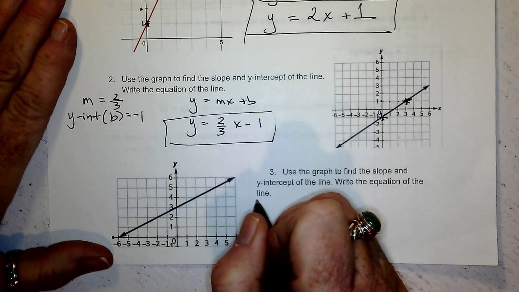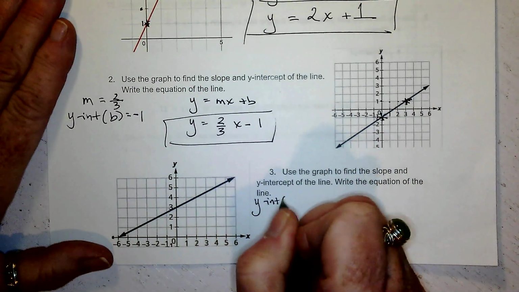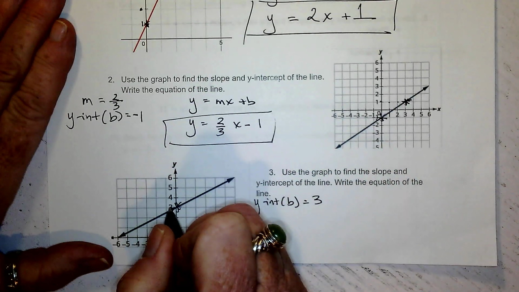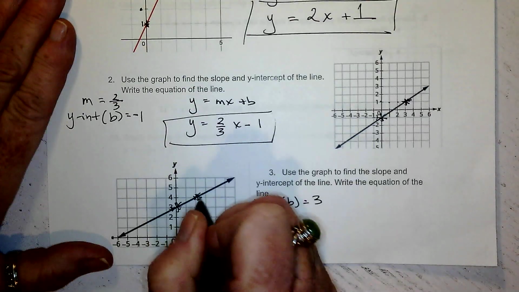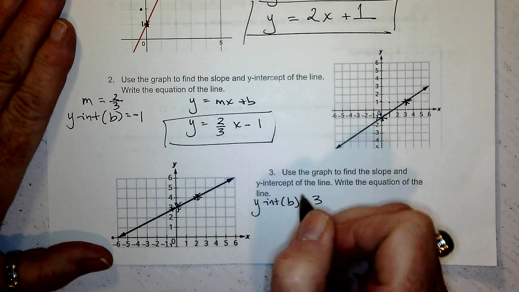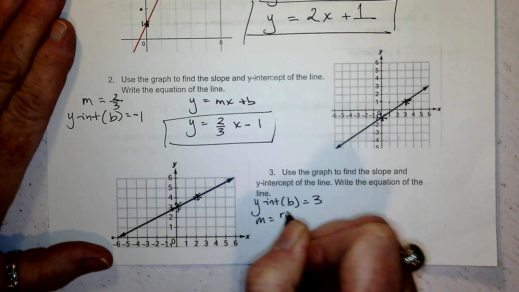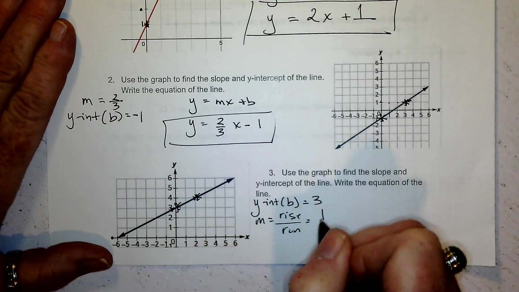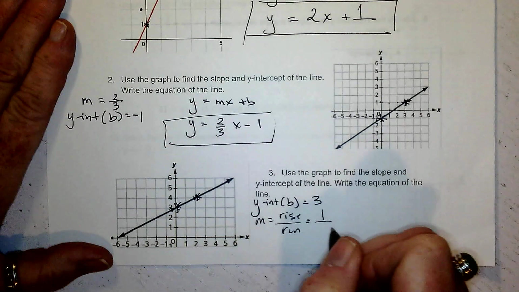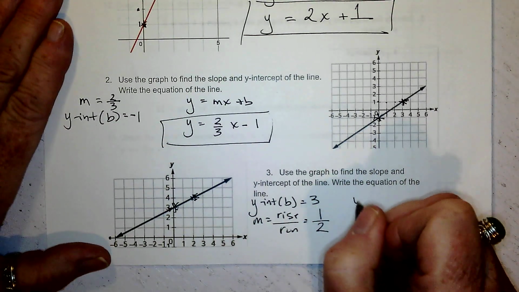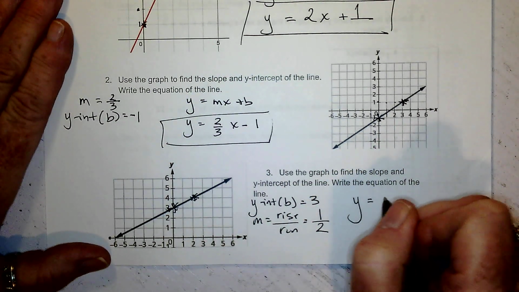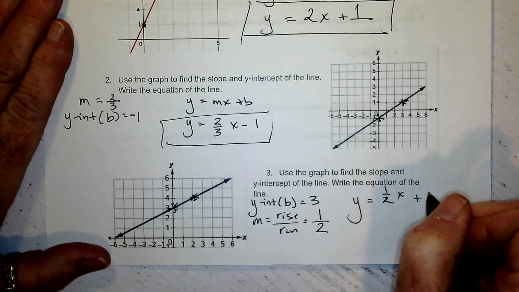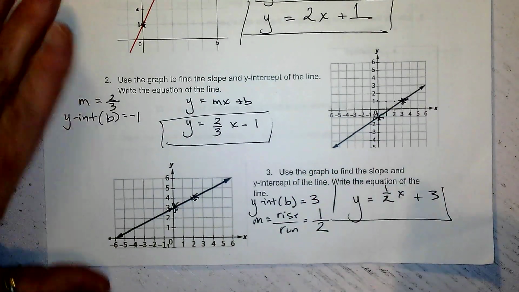So the y-intercept's the easiest, and that is our b, and that is at positive 3. And then my next point, looks like right here, is where x is 2. So my slope, remember, is rise over run. We're going to rise up 1, and then we're going to run 2, and it is positive. So our line is y equals mx plus b. There is my equation for the line.